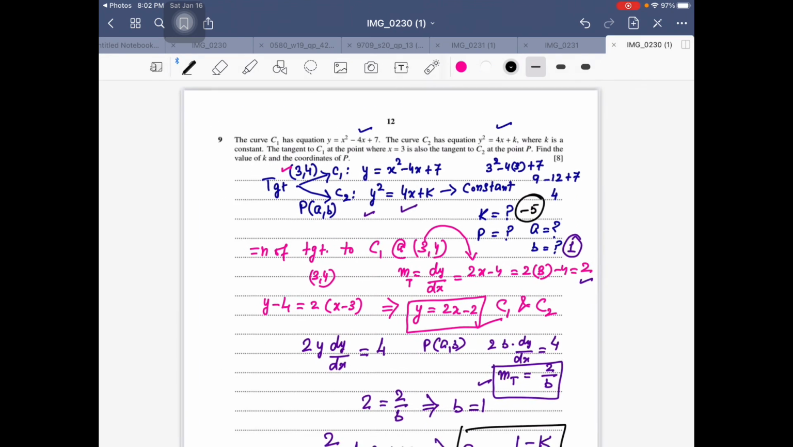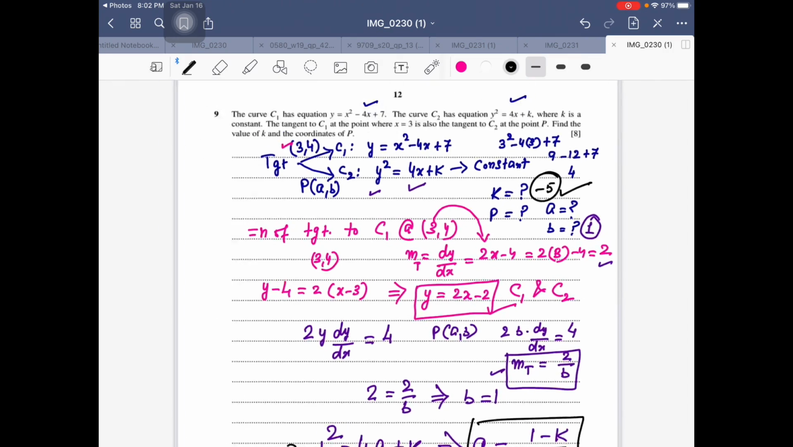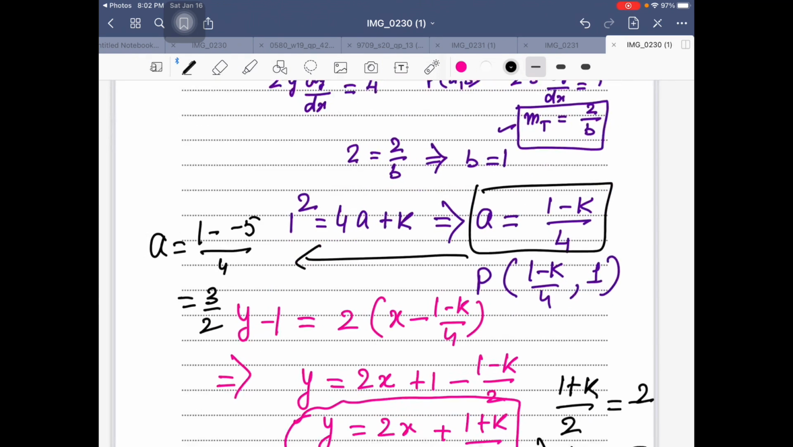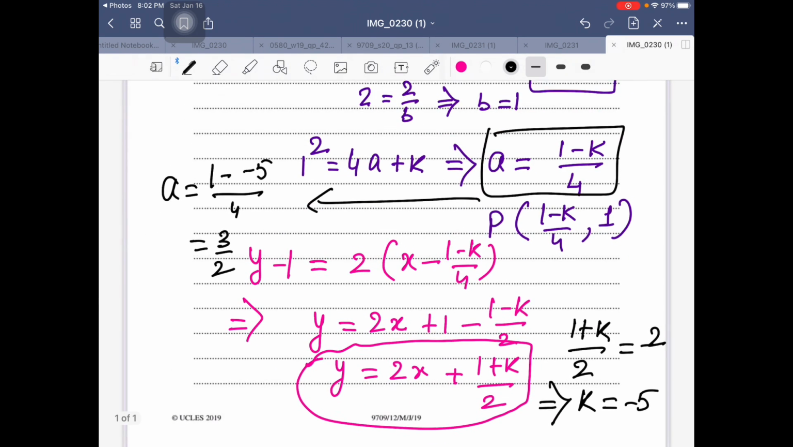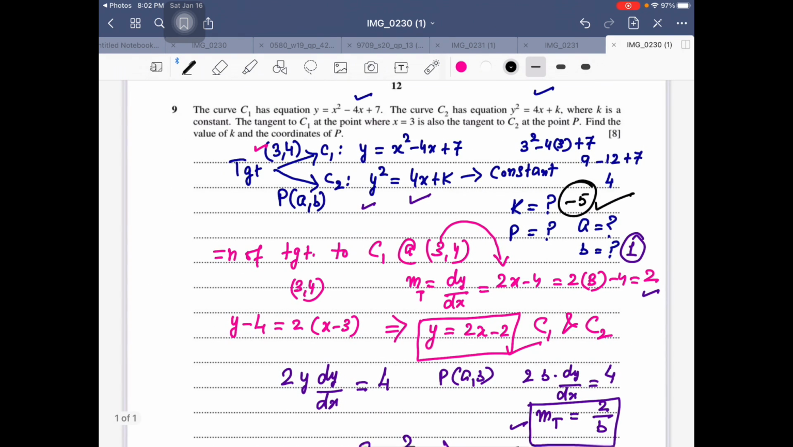The question was to find the value of k. We got k equal to minus 5, and the coordinates of P are done now. a is 3 over 2, and b is 1. So point P is (3/2, 1), or (1.5, 1).